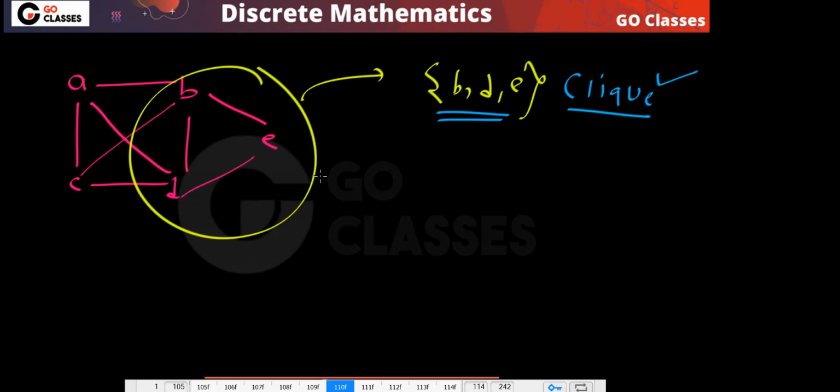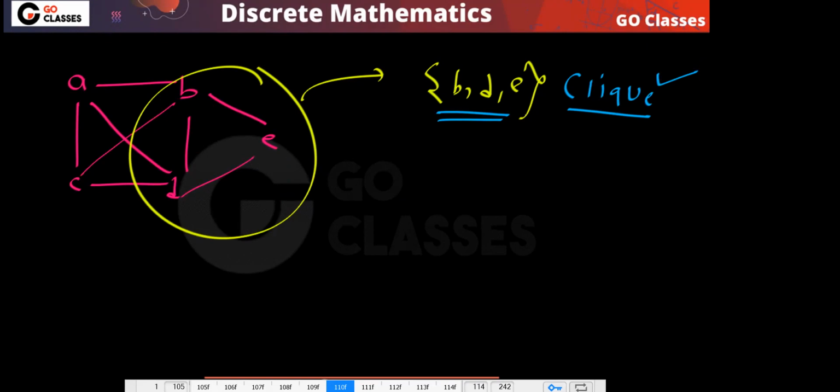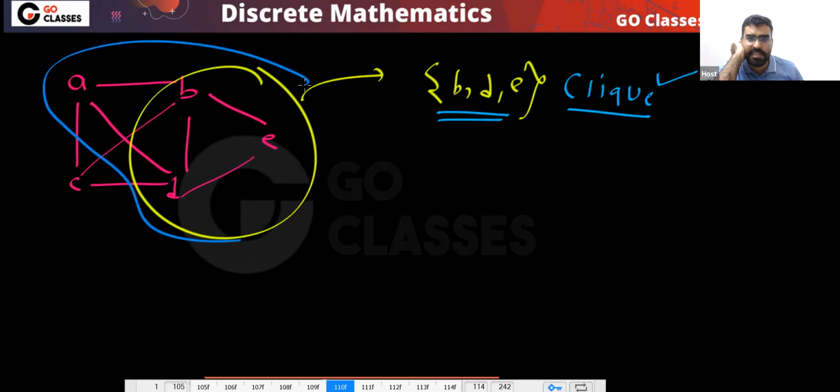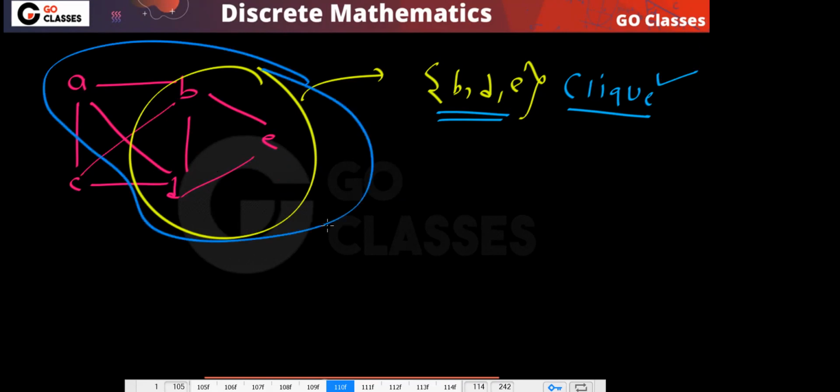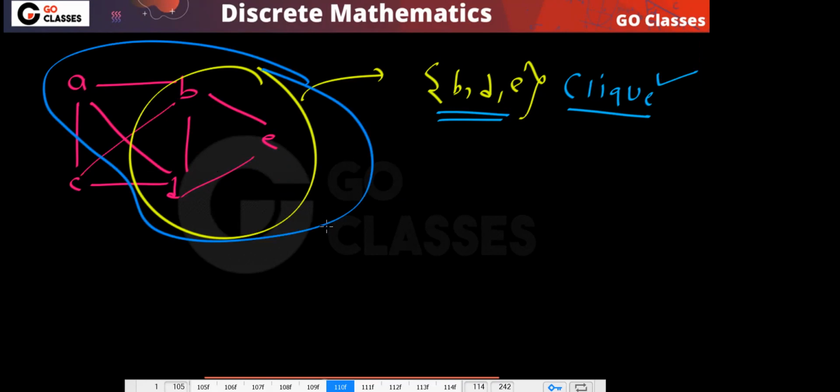Can you add something more? Can you add one more vertex? No. For example, can I say this is a clique? No. Why no? Because A and E are not adjacent. Very good. So this is not a clique.